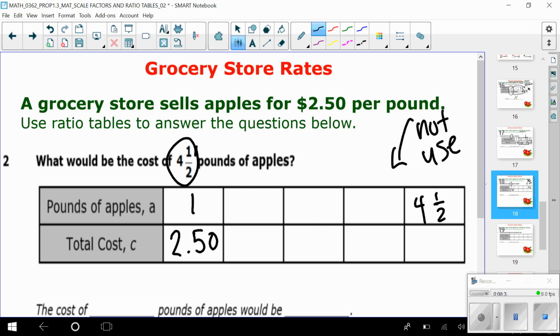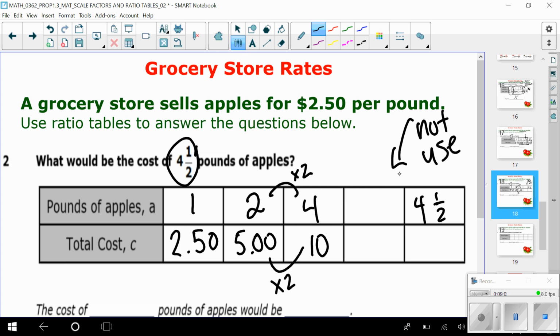So we can start here. I'm going to get you started. We know that 1 is $2.50. We know that 2 is going to be $5, right? Because we did that on the last table. So if I want to skip over, can I skip 3 and go to 4? Sure, because I can do 2 times 2, right? There's a ratio, a scale factor here. Well, 2 times 2 is 4. That means because these are equivalent, I can do 5 times 2, which is 10. So that means 4 pounds of apples are $10.